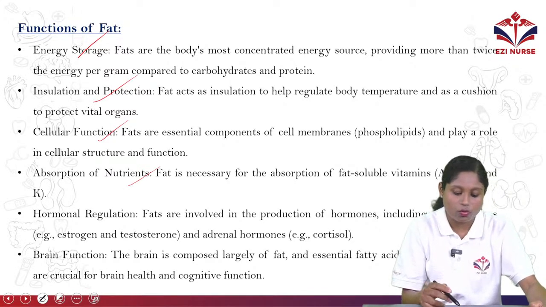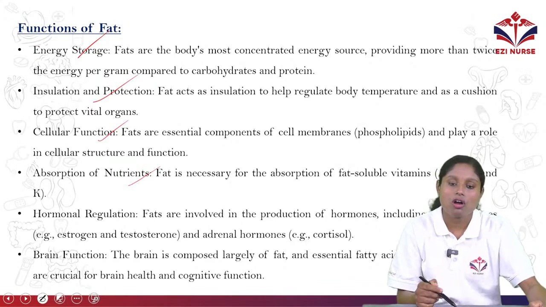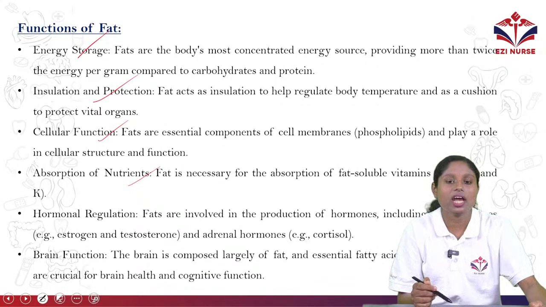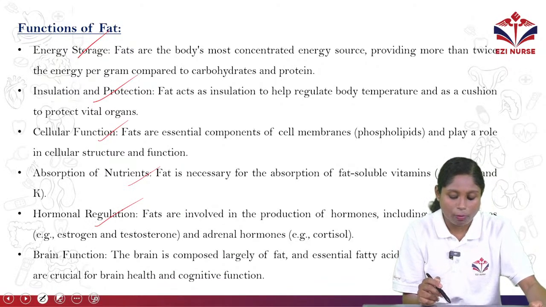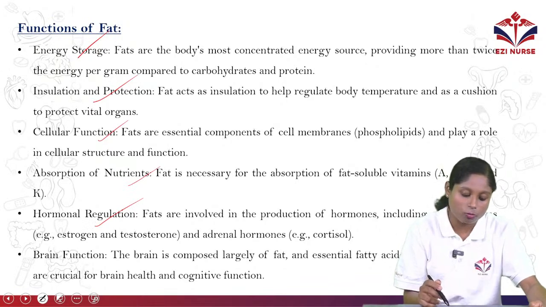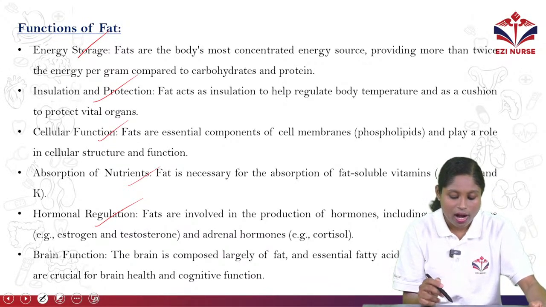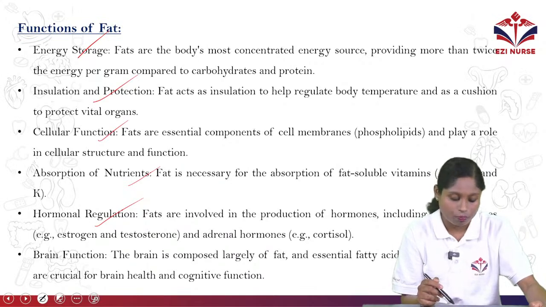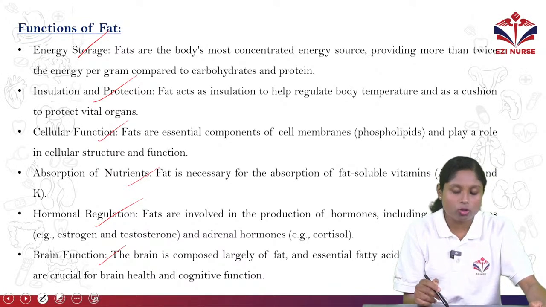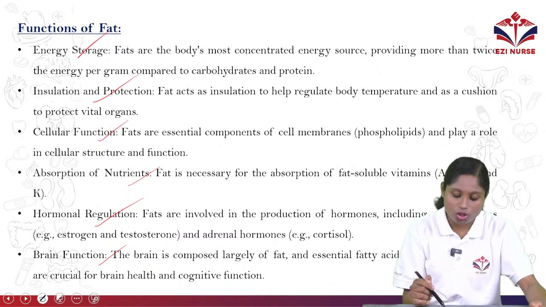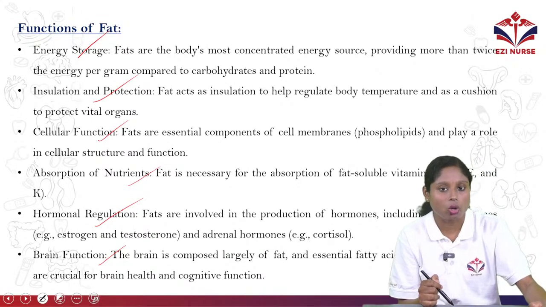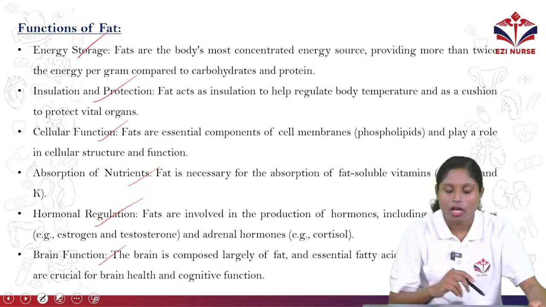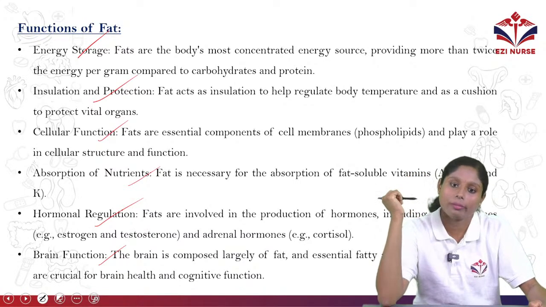Absorption of nutrients. Fat is necessary for the absorption of fat-soluble vitamins like vitamin A, vitamin D, vitamin E and vitamin K. Hormonal regulation. Fats are involved in the production of hormones, including sex hormones like estrogen and testosterone, and adrenal hormones like cortisol. Brain function. The brain is composed largely of fat, and essential fatty acids such as omega-3 are crucial for brain health and cognitive function. So omega-3 is very crucial for brain health and also brain functions.